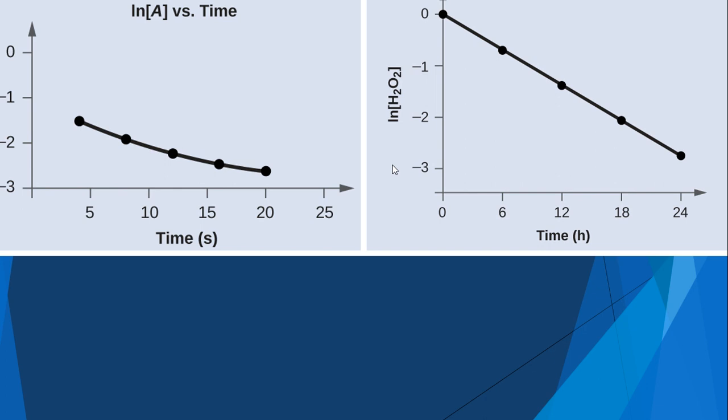So if we look at this, both of these are yielding natural log. Notice that this one is a straight line when I'm giving the natural log. So this one is a first order. This one says that it's graphing the natural log of A, but notice this is not a straight line. So this would be considered not first order. So that's the easiest way to tell on a graph if it is a first order reaction or not.